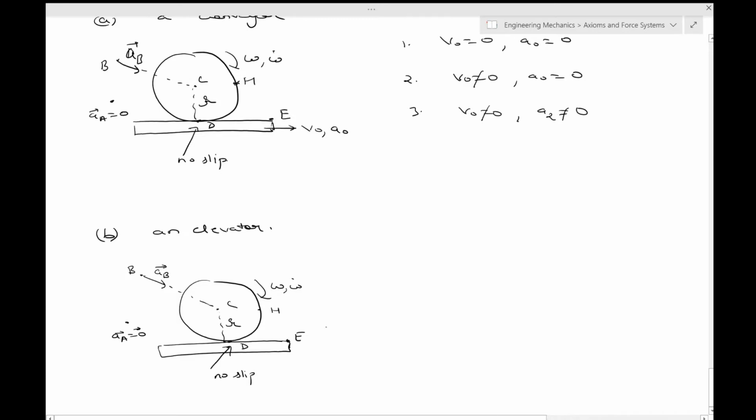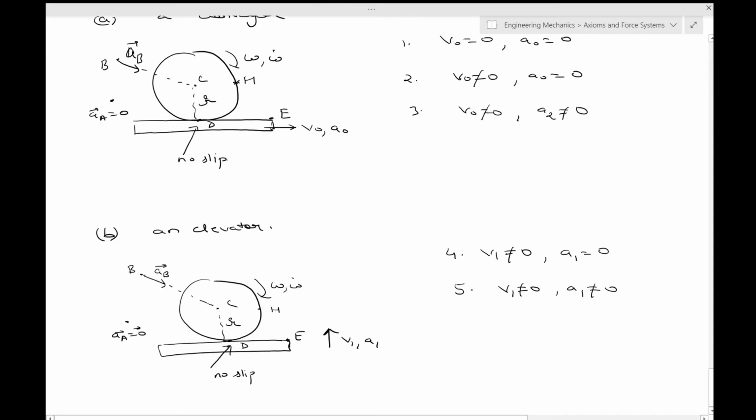Now since it's an elevator, this will be going V1 up and A1. So we have situation 4 over here such that V1 is not equal to 0 and A1 is equal to 0, and situation 5, V1 is not equal to 0 and A1 is not equal to 0.